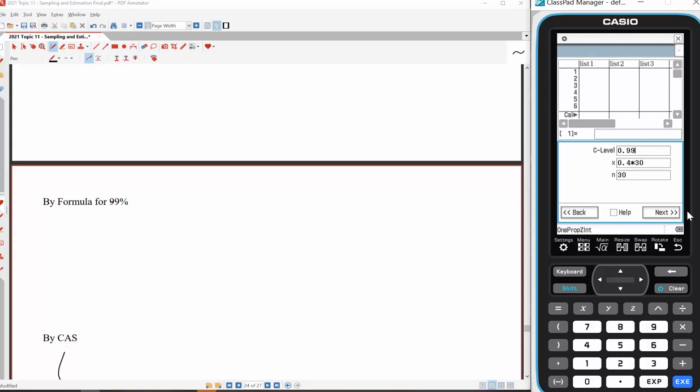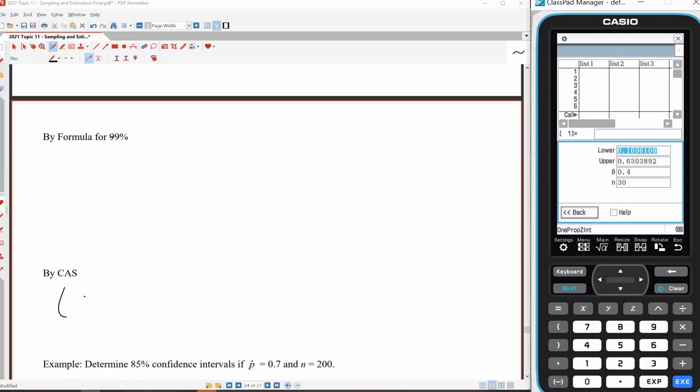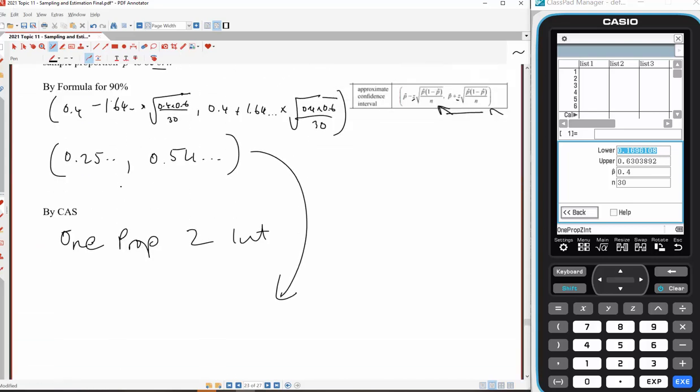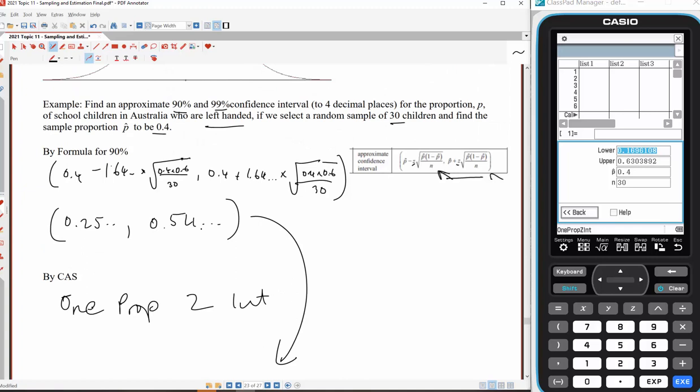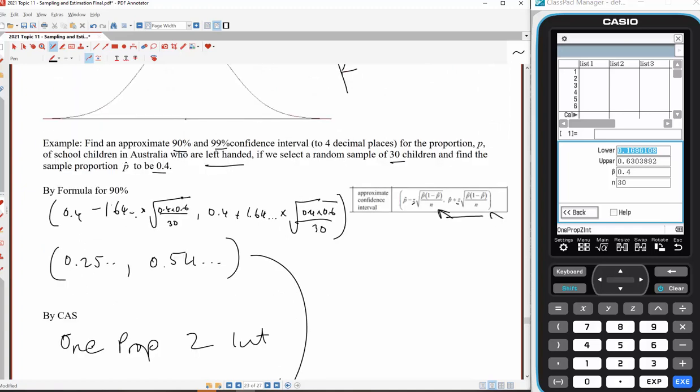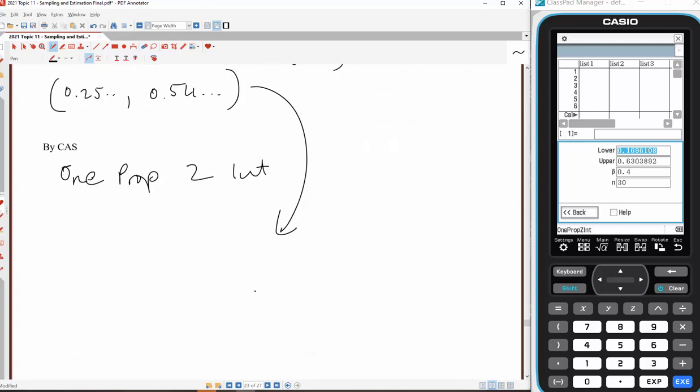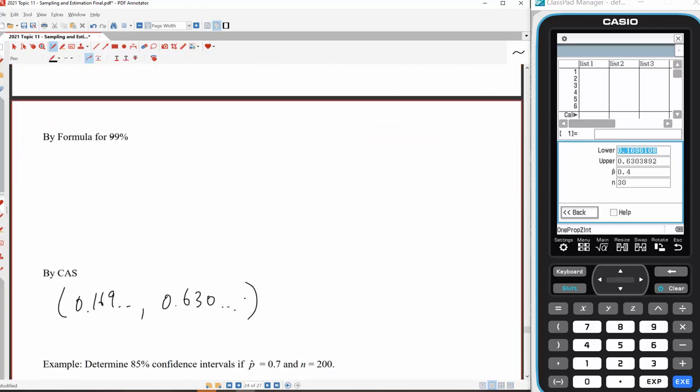So let's just see what happens. So it is 0.169 dot dot dot to 0.630 dot dot dot. Right, so between 17 and 63% versus 25 and 54%. So to get the 99% confidence interval, it's just stretched it out a little bit further. How much further? That much further.